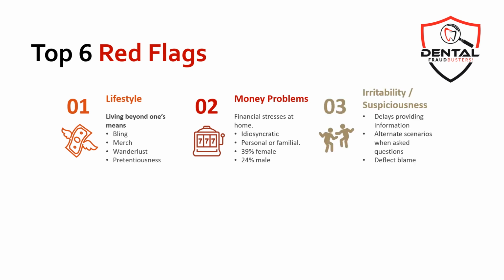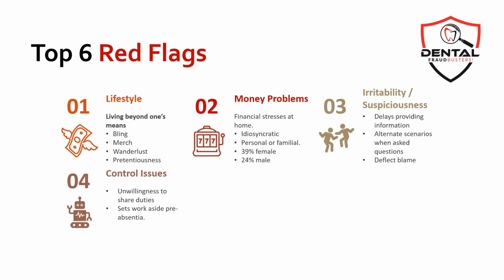Irritability and suspiciousness. And this is someone who delays in providing information to you. And they always offer alternate scenarios when asked questions and are able to deflect blame. So if you ask your employee for something, it's, yep, I'll get it later. You may ask for something in the morning, you don't get it till the next day. Irritability and suspiciousness is a top red flag.